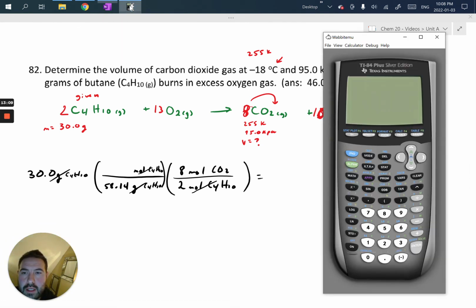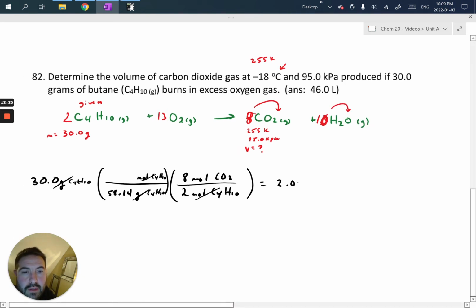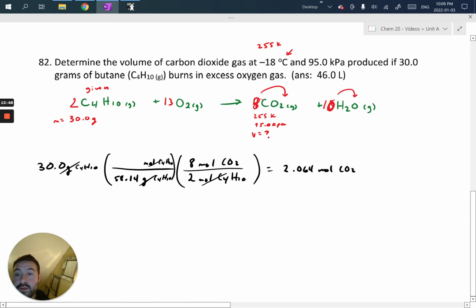So I'm going to turn on my calculator here. 30 grams, times 1 over 58.14, times 8 over 2. And I'm going to get this number, 2.064 moles of CO2. Okay. Now I'm going to take that number and throw it into my ideal gas law.